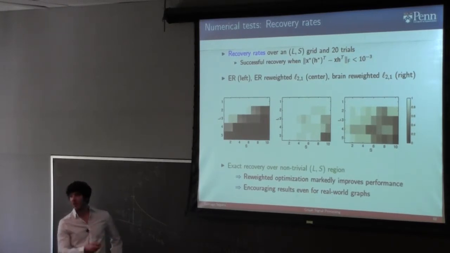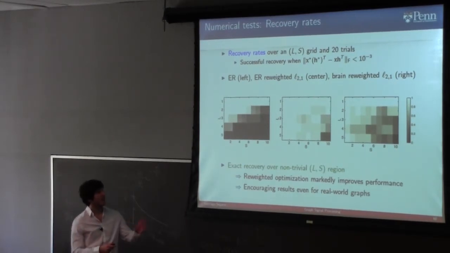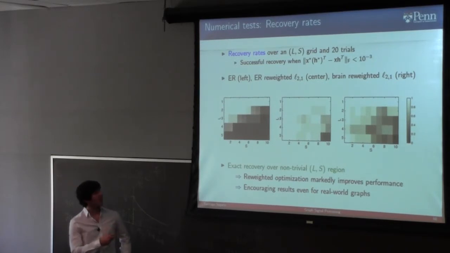And these are three different problems. Here it's just a random Erdos-Renyi graph. Here I think we have like 50 or 100 nodes. And this is the value of L, the value of S. You see that we don't do very well. Here we can recover it perfectly. By recovering it perfectly, I mean that the error is less than 10 to the minus 3. This is by picking a fixed alpha arbitrarily.